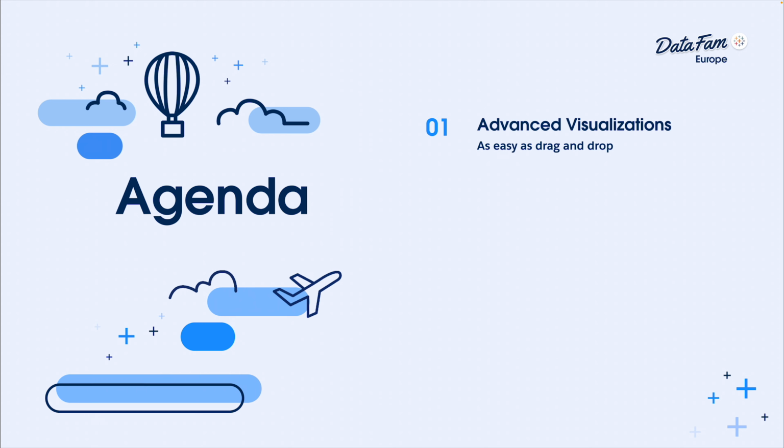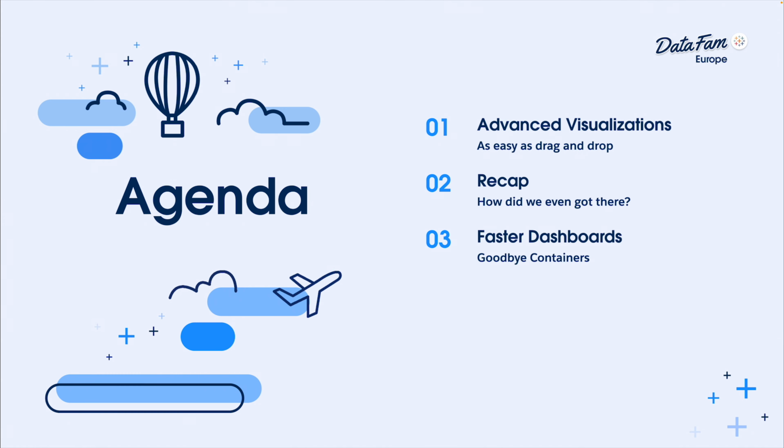Today we are going to talk about four main things. First, advanced visualization, then a recap on how we got there. Then we are going to talk about faster dashboards, how you can build dashboards faster than ever without having to struggle with containers. And finally, a new product called Filter Manager. So let's start with advanced visualization.